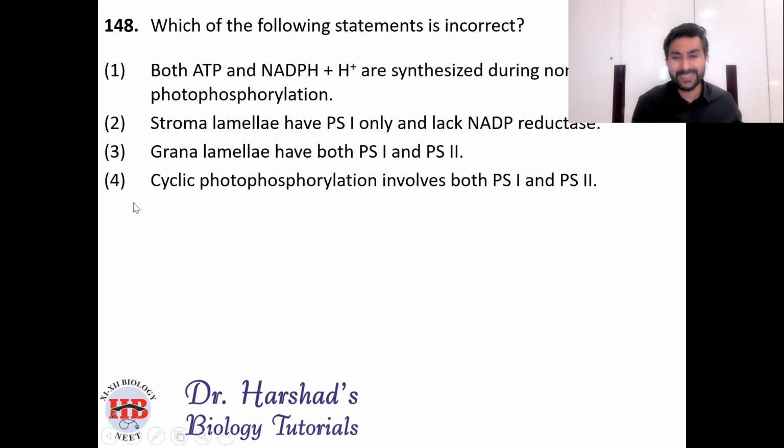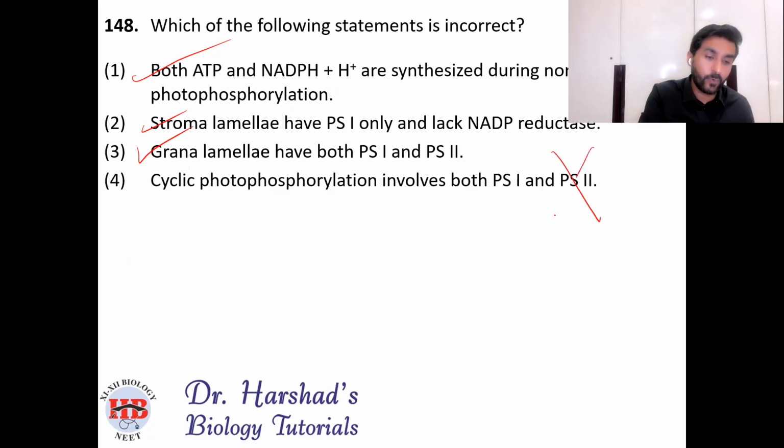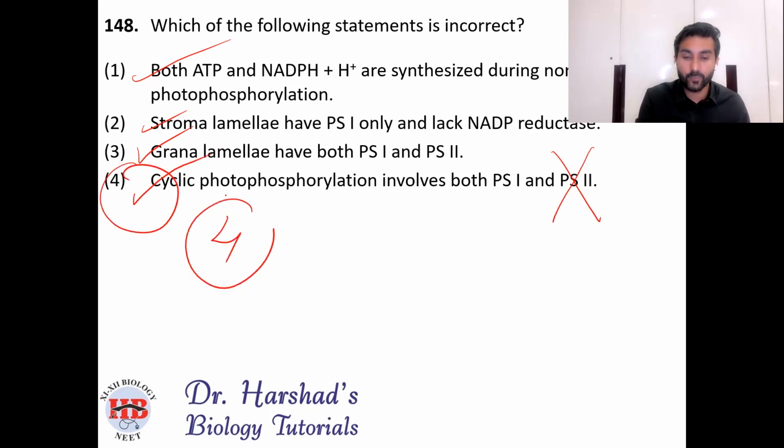Which of the following statements is incorrect? Both ATP and NADPH2 are synthesized in non-cyclic photophosphorylation. Correct. Stroma lamellae have only PS1. Correct. Grana lamellae have both PS1 and PS2. Correct. Cyclic photophosphorylation involves both PS1 and PS2. Wrong, because cyclic involves only PS1. So our answer in this case would be option number 4. That is the incorrect statement here.